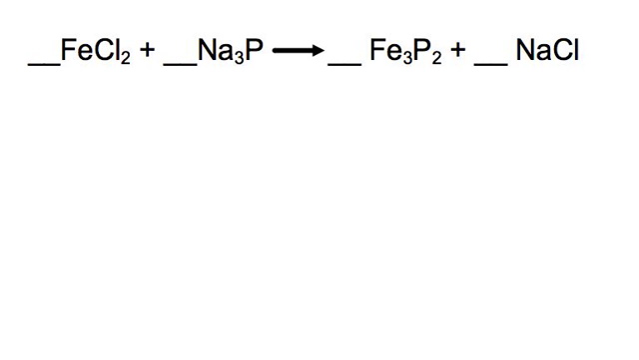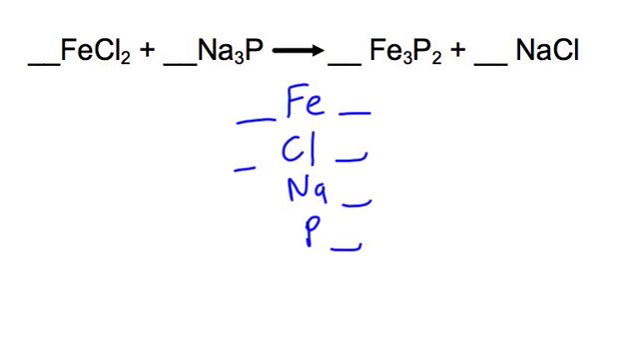All right, next equation. This one's getting a little more complicated. I've got 4 atoms. I've got Fe, Cl, Na, and P. So again, I'll just make my lists. I've got 1 Fe, 2 Cl's, 3 Na's, 1 P. On the right, I've got 3 Fe's, 1 Cl, 1 Na, 2 P.